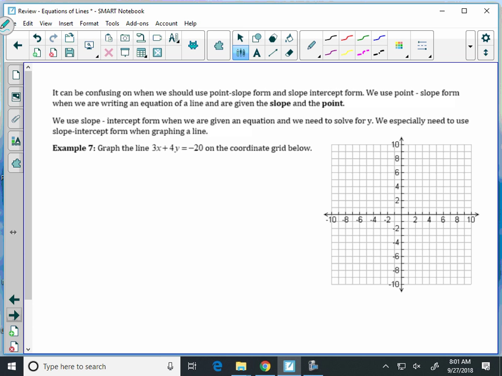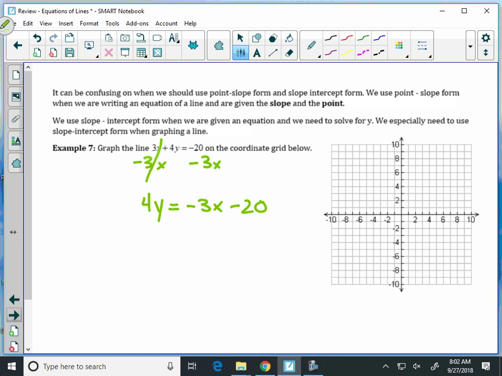So this last example says graph the line 3x plus 4y equals negative 20. Well, in order to graph this line, it has to be in y equals mx plus b form, because that's what we use to graph. So we have to do what we did above it. In order to graph, we have to get y by itself. It's our first step in getting y by itself. Good. Subtract the 3x. Cancels out. We're left with 4y is equal to, again, we can't combine them, we just stick the x in front, tack on the negative 20.